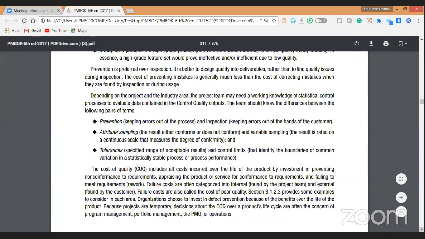They will have tolerance, a specified range of acceptable results. They will have control limits that identify the boundaries of common variations in a statistically stable process or process performance.